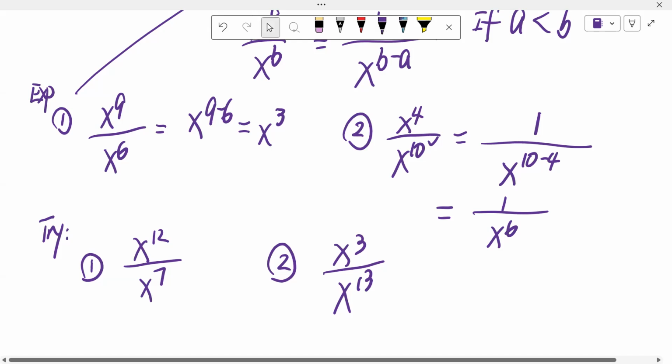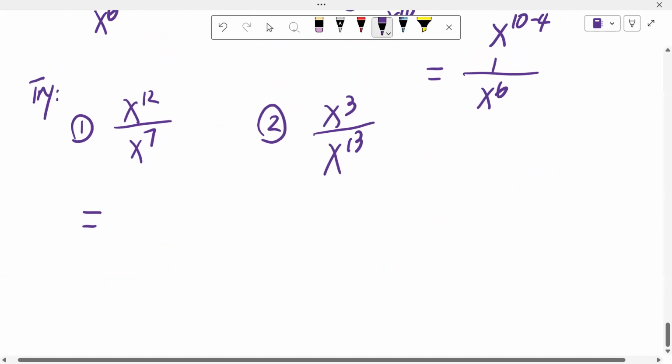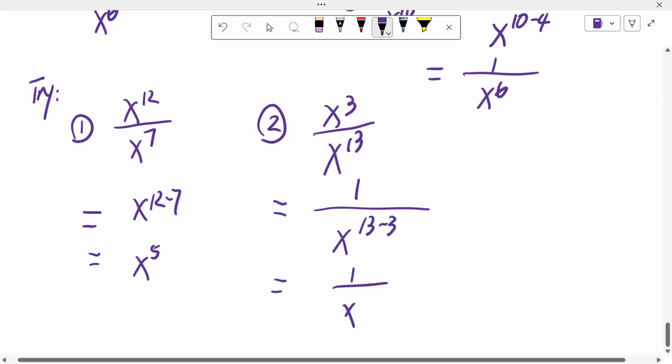And let's simplify this. First one, the power on the top is bigger, so we do 12 minus 7, keep it on the top. So x to the 5th. The second one, the power on the bottom is bigger, so we do 13 minus 3, keep it on the bottom, so 1 over x to the 10.